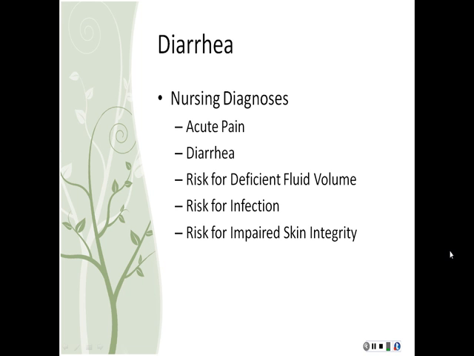Nursing diagnoses include acute pain related to abdominal cramping, distension, and diarrhea related to possible infection or possible irritating foods. There's definitely a risk for fluid volume deficit depending on the frequency of when the stool is passed, and insufficient fluid intake. There's a risk for infection related to imbalance in intestinal flora or improper food handling, and then definitely a risk for impaired skin integrity related to the frequent stool passage, and then also dehydration as well.